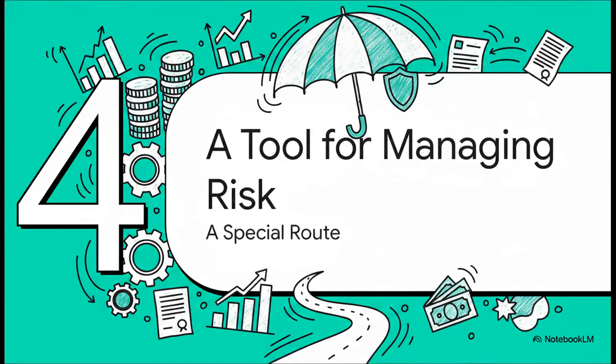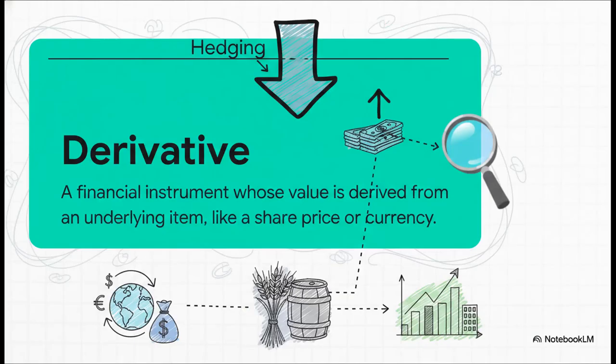Now let's take a quick detour and look at a special and really powerful use for financial instruments. See, sometimes companies don't buy them as an investment at all. They use them as a kind of financial insurance. This is called hedging. And hedging is often done with something called a derivative. Now, don't let the word derivative intimidate you. All it means is that it's a contract whose value is derived from something else, like an exchange rate, the price of oil, or a stock market index.